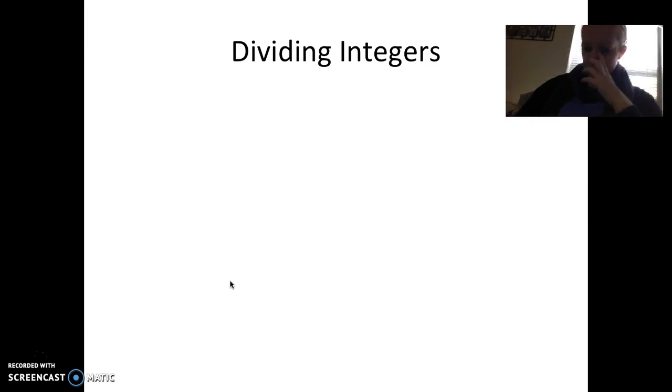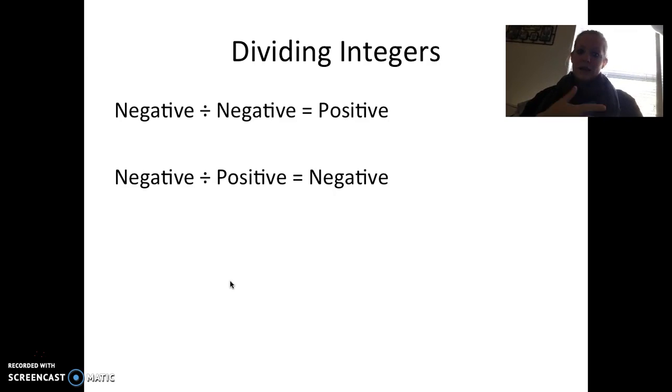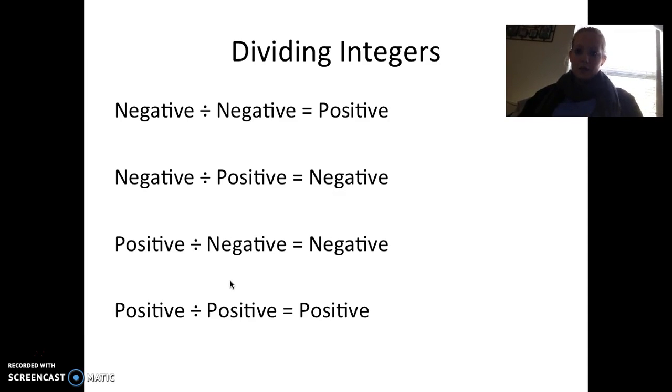So our division is just like multiplication: a negative divided by a negative number is always positive. So once again, if the signs are the same, it is positive, and if the signs are different, it is negative. So if you remember one for multiplying and dividing, you'll remember both of them. A negative divided by a positive is always a negative number, and a positive divided by a negative is also always a negative number. And then, as we all know already, a positive divided by a positive number equals another positive number.